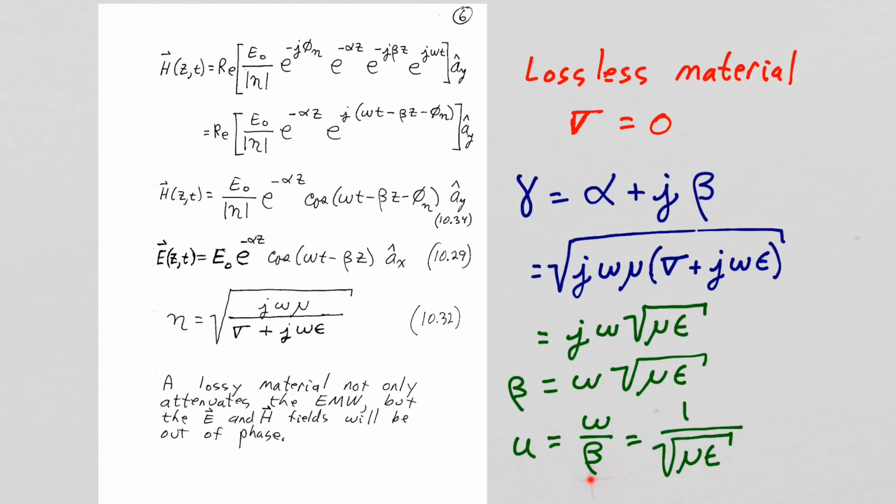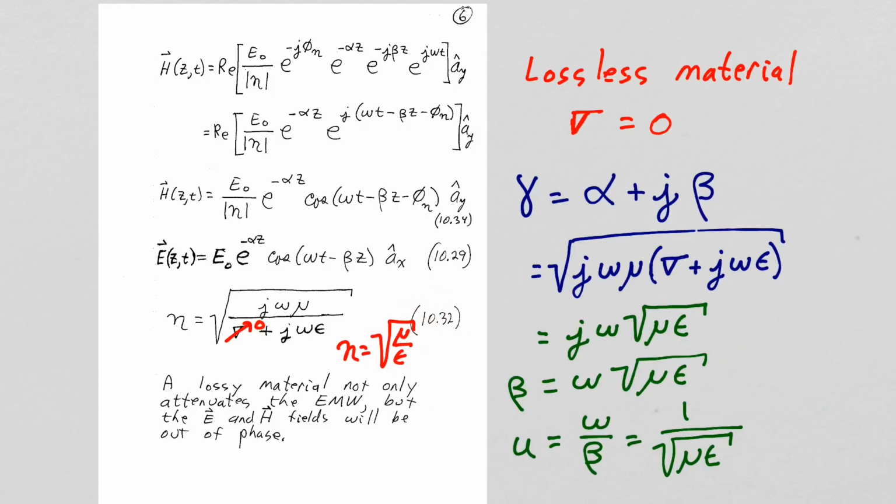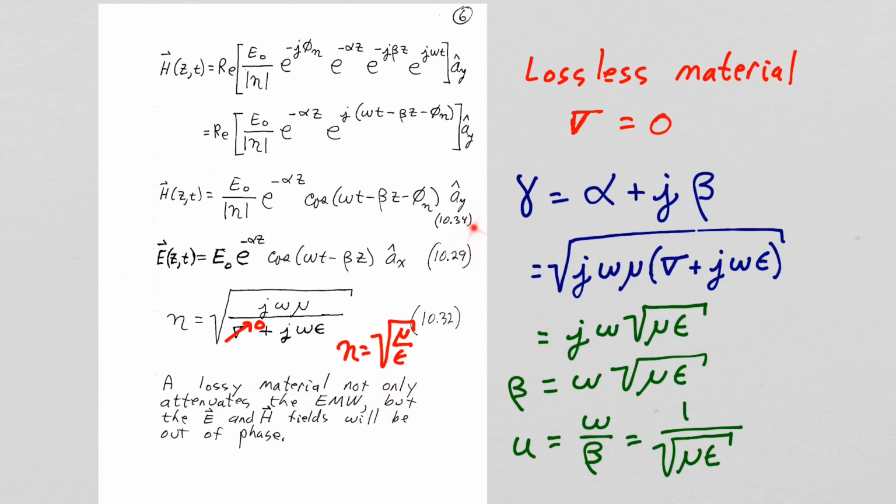Going to our intrinsic impedance equation and setting sigma to 0, we find our intrinsic impedance is a real number, and we obtain the same value we had when we were dealing with the lossless case, square root of mu over epsilon. Setting sigma equal to 0, these results for propagation in lossy material reduce to the results we obtained previously when we were treating lossless material.